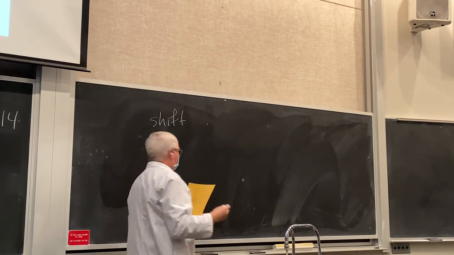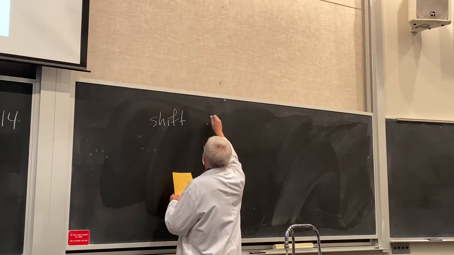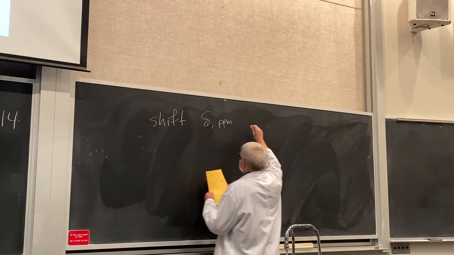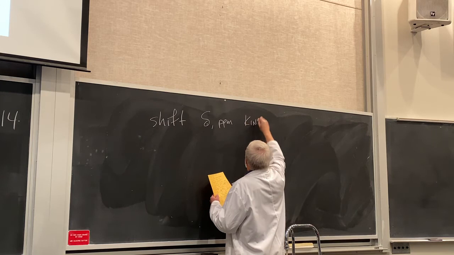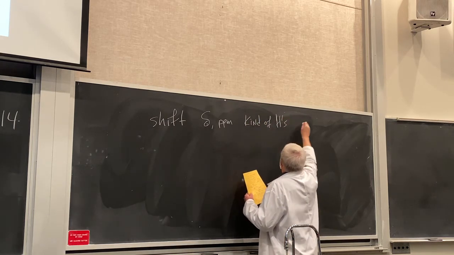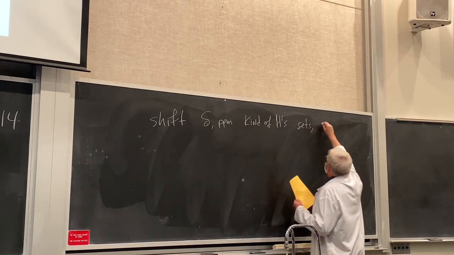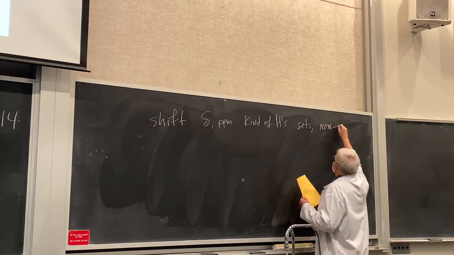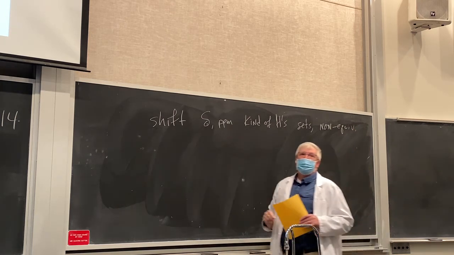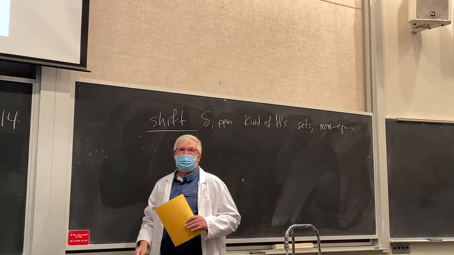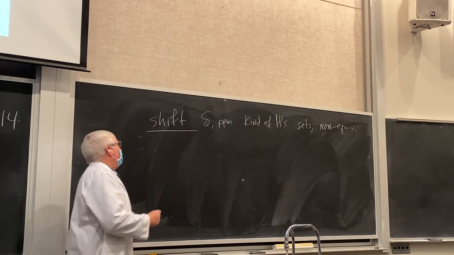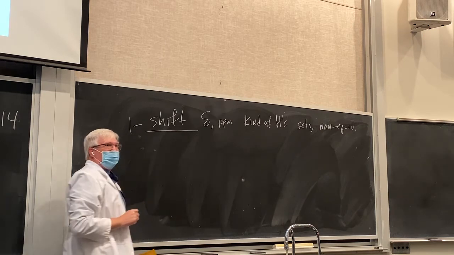shifting the frequency. That's what we mean there. The units will be delta or ppm. And this tells you the kind of hydrogens. Okay? And they're sets. And these sets, we say, are non-equivalent. Okay? And that's kind of a key thing to keep in mind. Okay? So each non-equivalent set will show up at a different frequency or have a different shift, okay? And that's by far the top thing to keep in mind.